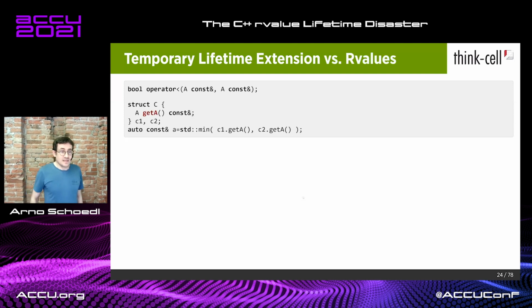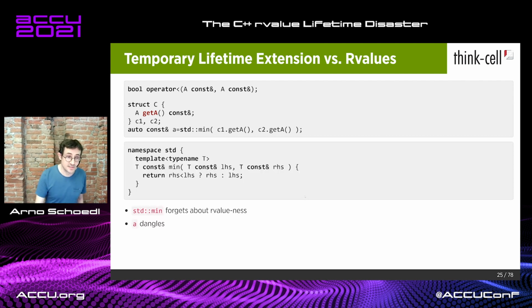Now, let's see how this works in this situation. So we have an A, and our A is less-than comparable. And we have an accessor for two Cs that can produce an A. And we want the minimum of the two. Now, if we write that, well, does that work or not?